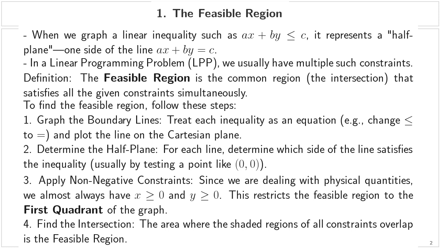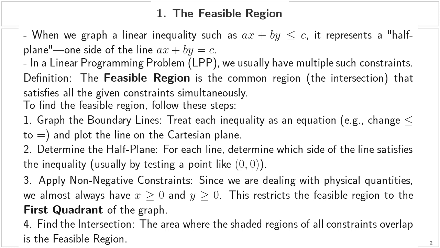Second, determine the half-plane. Once your line is drawn, you need to figure out which side of that line to shade. A very reliable trick is to pick a test point, like the origin, (0, 0). If plugging (0, 0) into your inequality makes the statement true, then you shade the side of the line that contains the origin.